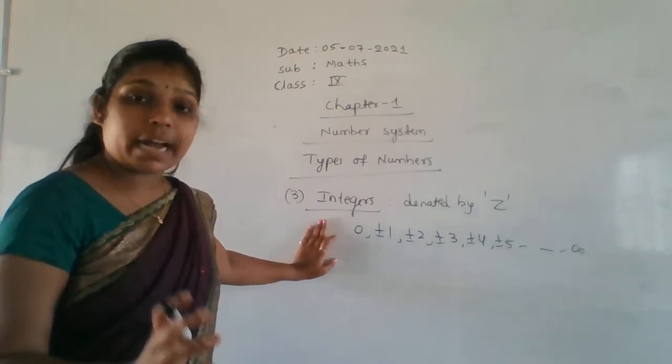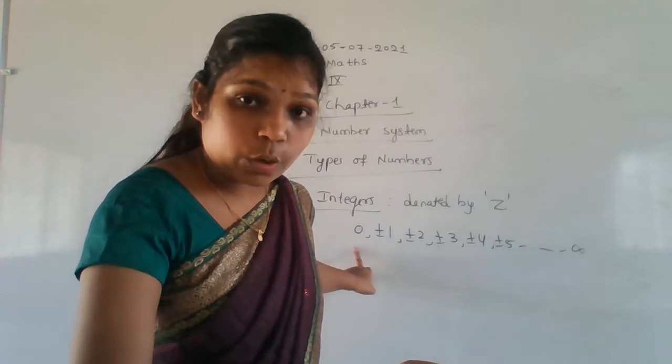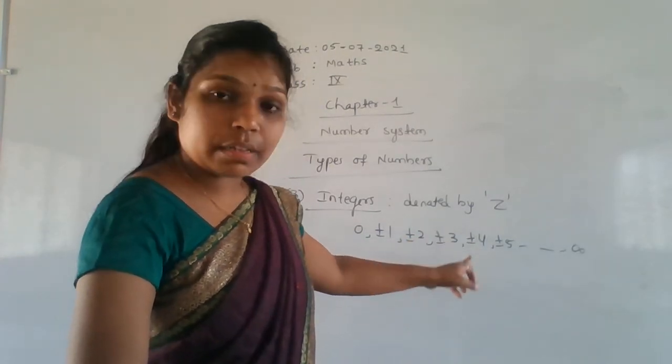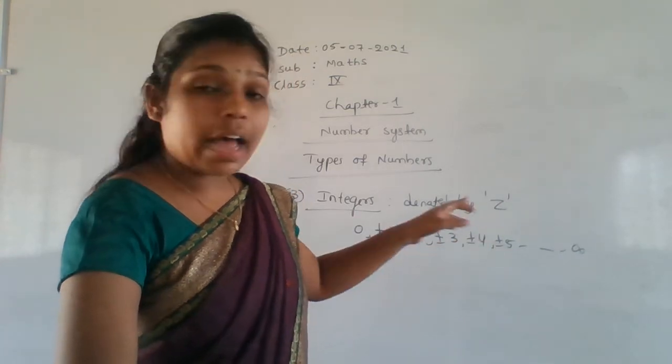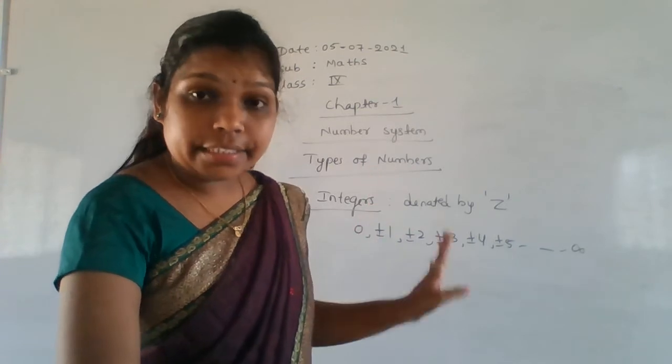Integers are denoted by the capital Z, and the numbers are 0, plus or minus 1, plus or minus 2, plus or minus 3, plus or minus 4, plus or minus 5, and so on up to infinity. So these are called the integers.